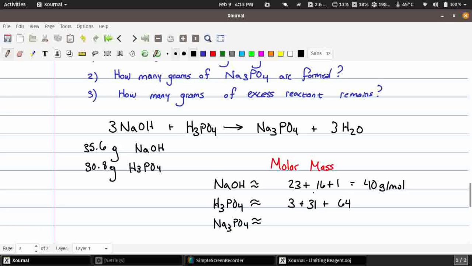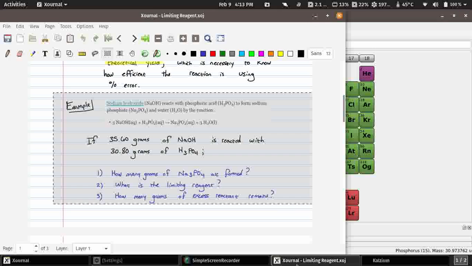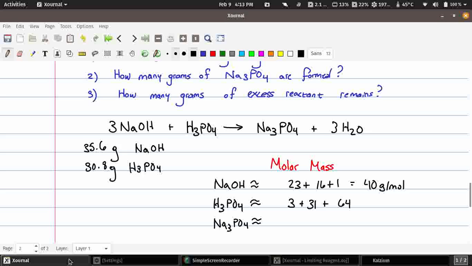Let me double check that real quick because I'm doing all this off the top of my head, since I don't have the answer in front of me. Yeah, 31. Here we go. So let's add this up. You have 34 plus 64 equals 98 grams per mole. And then we have sodium phosphate. You have 69 for 23 times 3, plus 31 plus 64. So this is going to give us roughly 164 grams per mole.